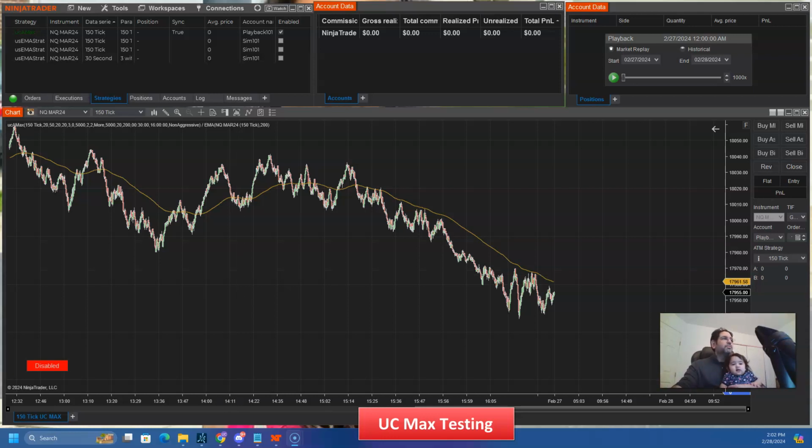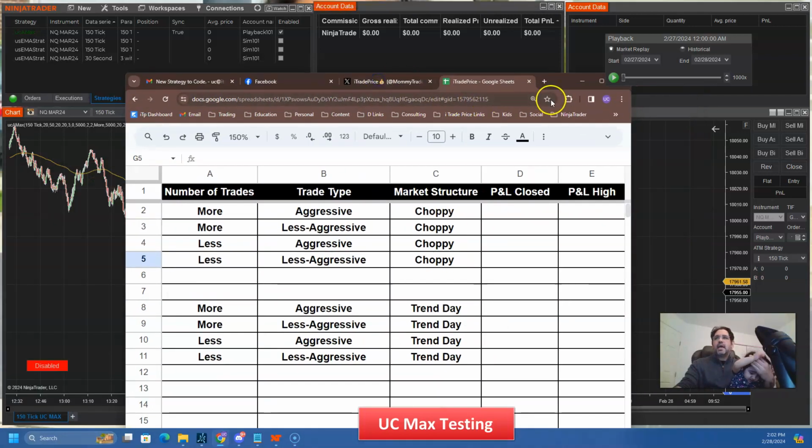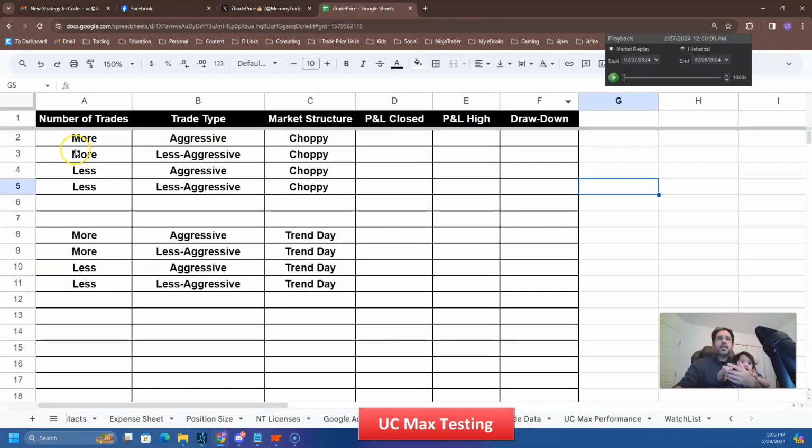So the only options you will get as a user would be the number of trades and the trade type. So based on which combination you choose for the two things, and what kind of date it is, it can definitely have different results. But I wanted to pick a date.